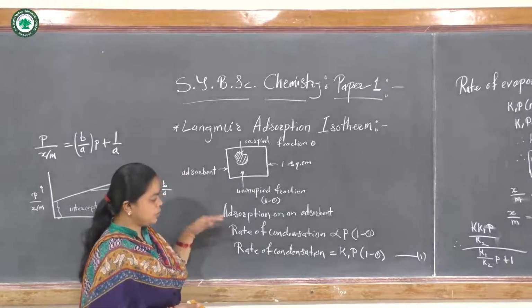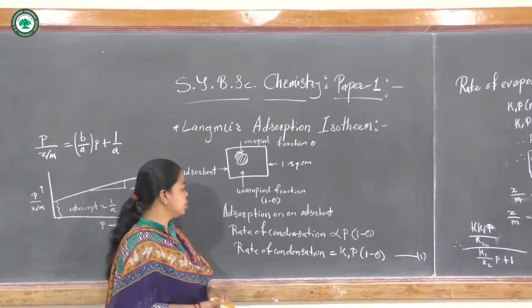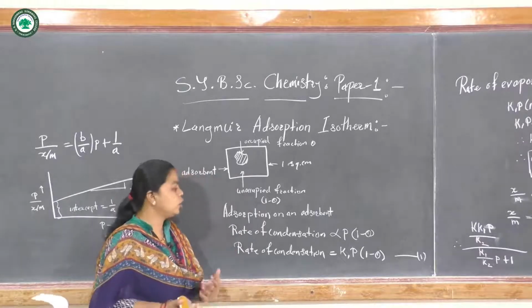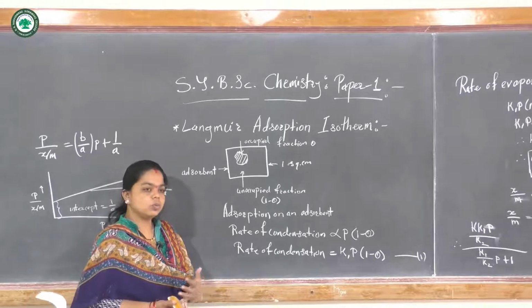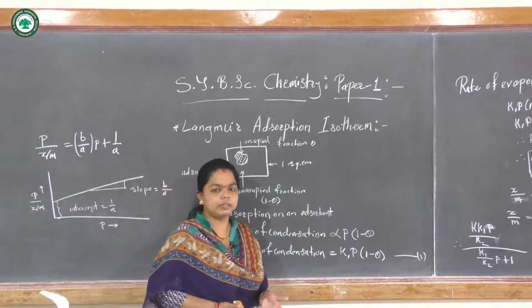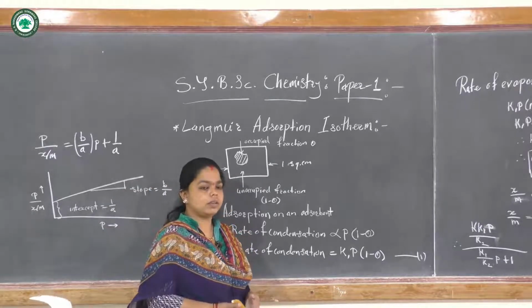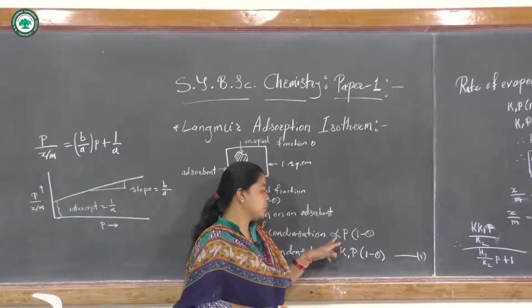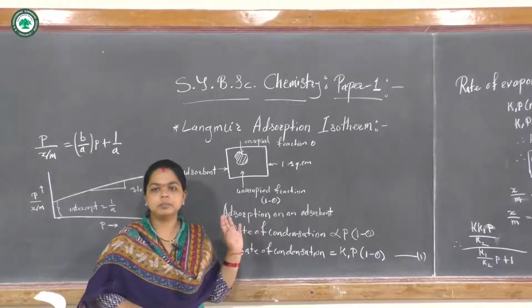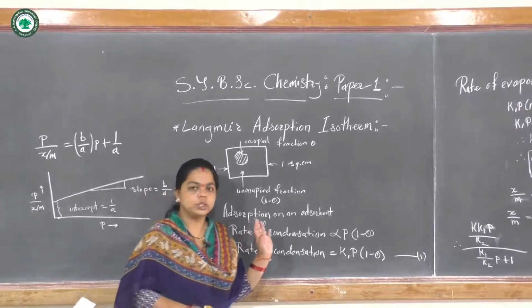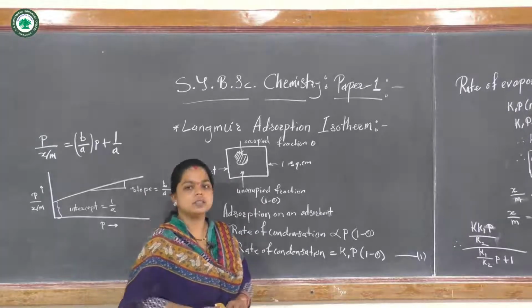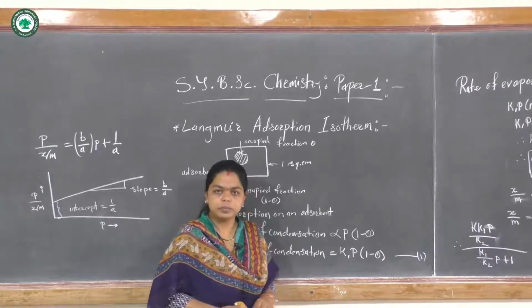So for this adsorption process, we can now consider adsorption on the adsorbent. It is given as the rate of the condensation. So how much molecule will get condensed on the surface area? The rate of the condensation for the first step is found to be directly proportional to the pressure and the unoccupied space on the adsorbent material.